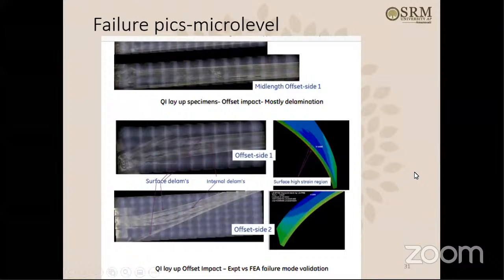So whenever you are hitting with the offset impact, of course the plate is trying to twist with respect to the vertical axis, and that is why we are getting this delamination kind of failure, which is closer to what we want. So we have to design the plate in such a way that we get more of this kind of failure.